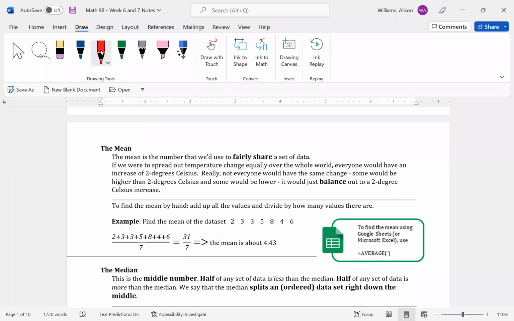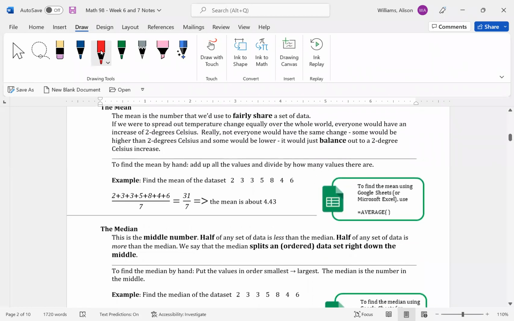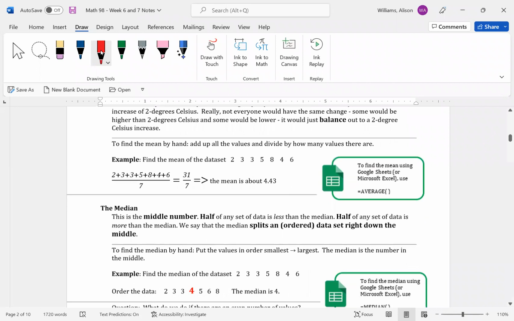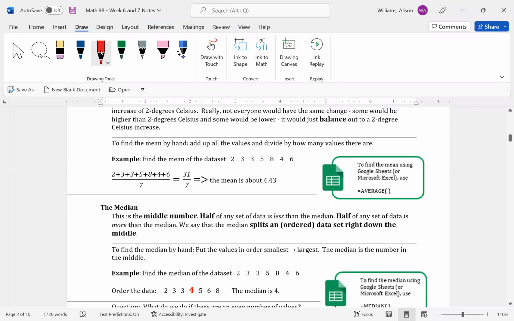Okay, for median, it's the middle number. So half of any data set is less than the median and half of any data set is more than the median. So we say the median splits an ordered data set right down the middle. So if we were to find the median of this data set here, you'll notice that the first thing they do is put it in order. They go from the smallest number to the biggest number. So that's what they're doing right down here.